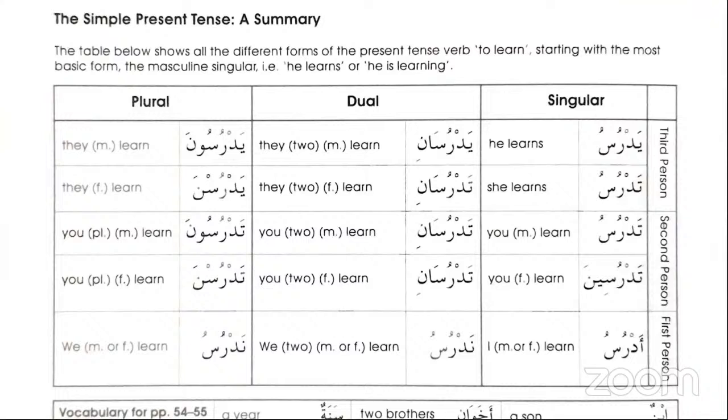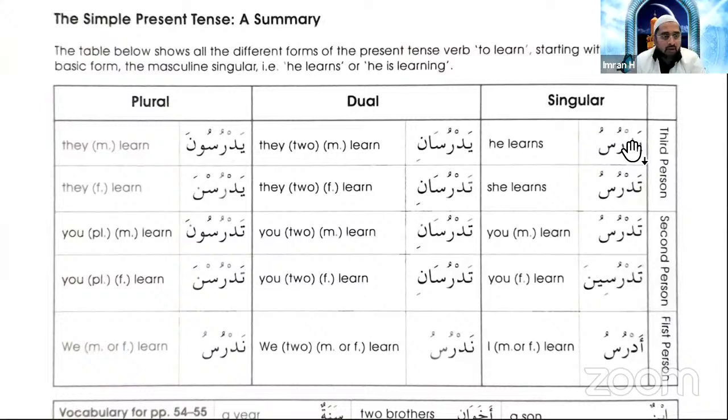Yadrusu, he learns. Yadrusane, they two male learn. Yadrusuna, they all male learn. Tadrusu, she learns. Tadrusane, they two female learn. Yadrusna, they all female learn. Excellent, brilliant. Sister Samira.